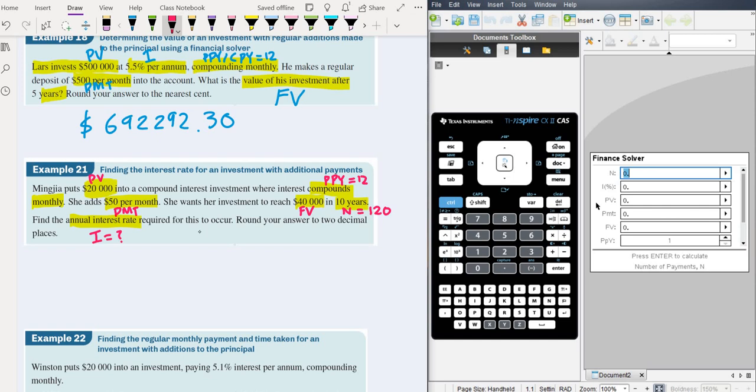So now that is all done, you go onto your CAS and put in these values. So for our N, we have 120. For our I, we have nothing. So we leave this one as blank. That's what we're looking for. We have PV as 20,000, but again, it has to be negative 20,000. And payment has to be negative also. It's 50 per month. And our future value is 40,000. And our PPY is 12.